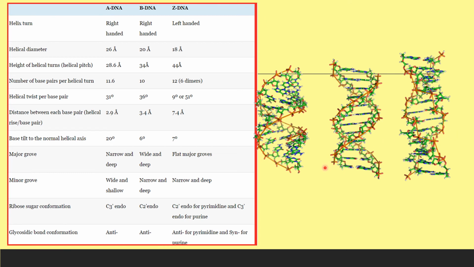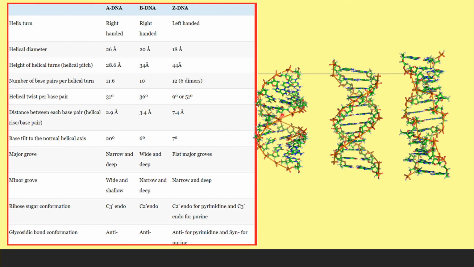Major groove. What about the major groove of aDNA? Major groove is narrow and deep. So you can see that the major groove is narrow and deep. What about the minor groove? Minor groove is wide and shallow. So this is a major groove. Here you can see the major groove is narrow and deep. Here it is the minor groove which is wide and shallow.